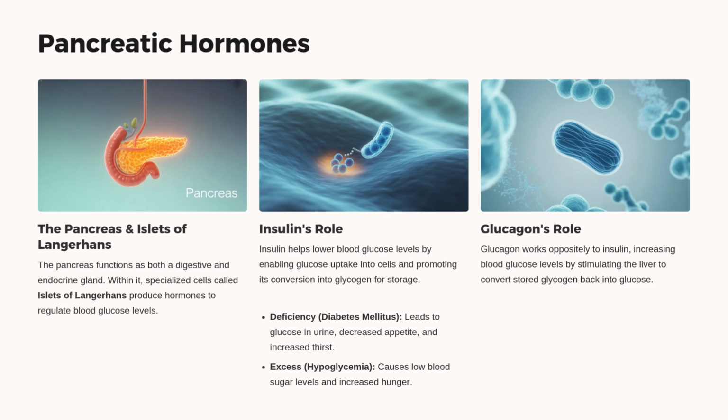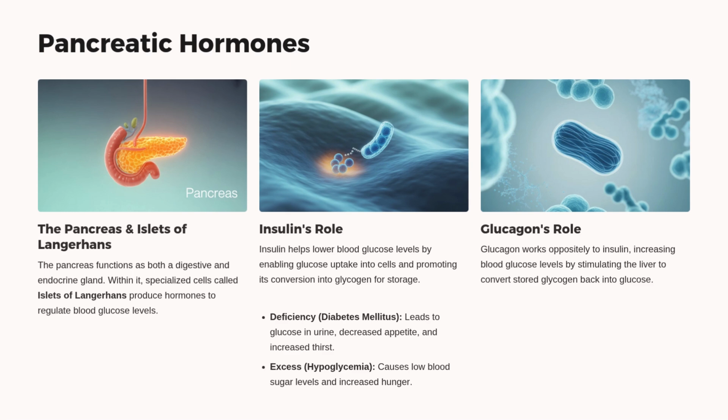Insulin's role. Insulin helps lower blood glucose levels by enabling glucose uptake into cells and promoting its conversion into glycogen for storage. Deficiency, diabetes mellitus, leads to glucose in urine, decreased appetite, and increased thirst. Excess, hypoglycemia, causes low blood sugar levels and increased hunger.